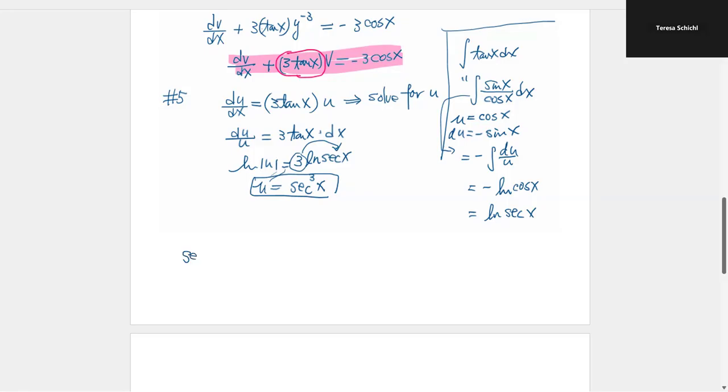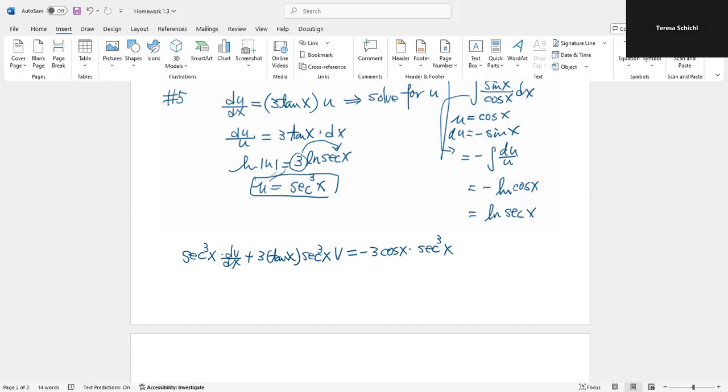So basically I will do secant cube x times the dv dx plus 3 tan x times secant cube x and the v here. Then my right hand side will be negative 3 cosine x times the secant cube x here. Let's simplify a little bit here.